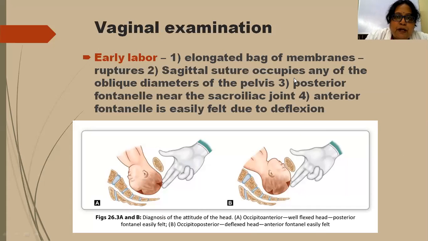When we examine, diagnosis is first by inspection of the abdomen, next by vaginal examination. What do we see on vaginal examination in early labor? There is elongation of the bag of membranes, and the membranes rupture very easily when you do a vaginal examination. And what is the sagittal suture? It is the part between the anterior and the posterior fontanelle. This suture, which separates the 2 parietal bones, is the sagittal suture. It will occupy any of the oblique pelvic diameters.